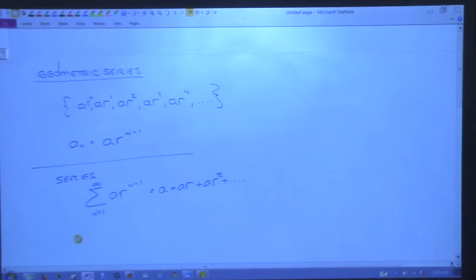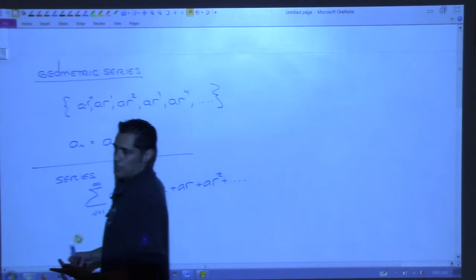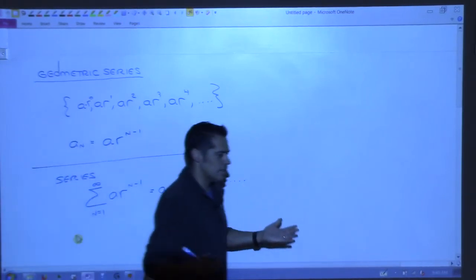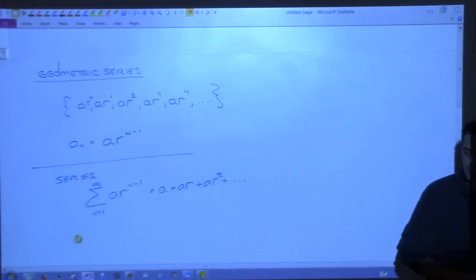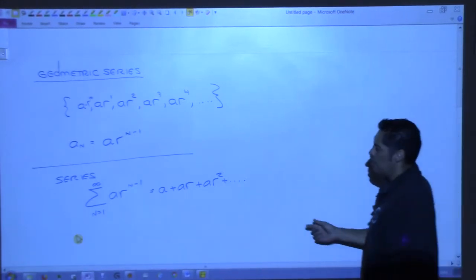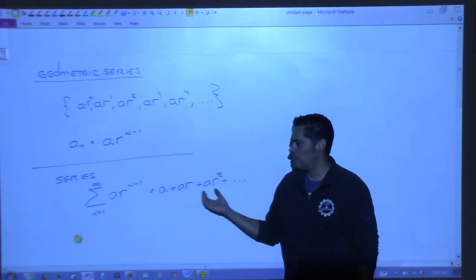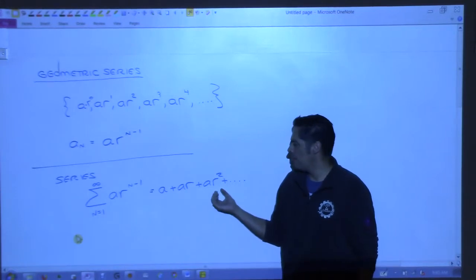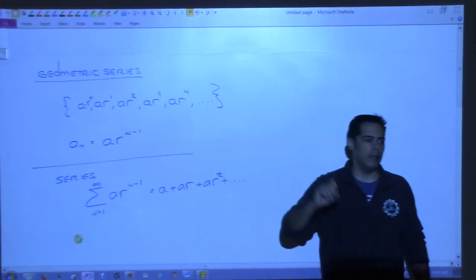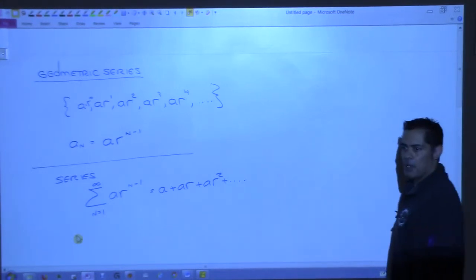So the question is, does this series converge or diverge? That's the ultimate question. And this is actually very tough to just look at and figure out what it does, because a lot of it's going to depend on what r is. Do you agree a is just a number the whole time? So what if r was 1? Just out of curiosity, what if r was 1? It would just be a plus a plus a plus a.